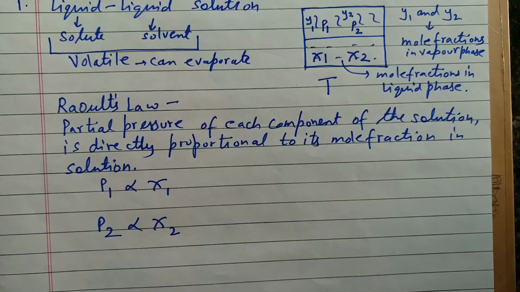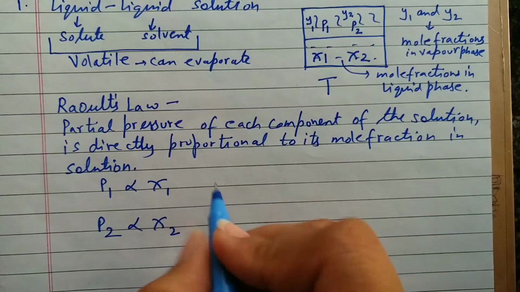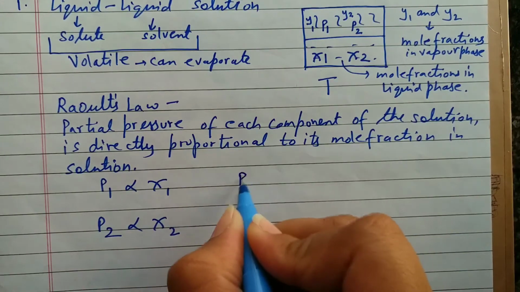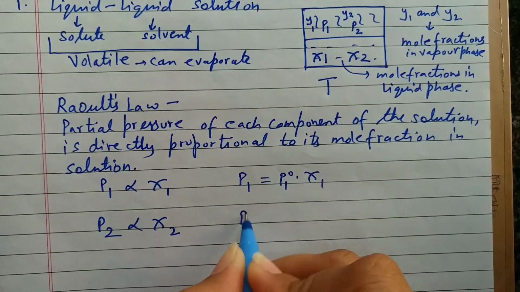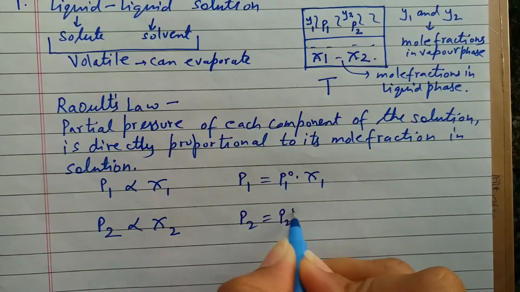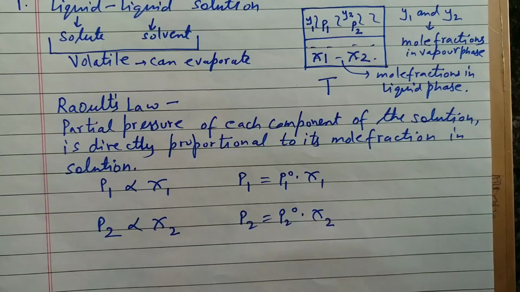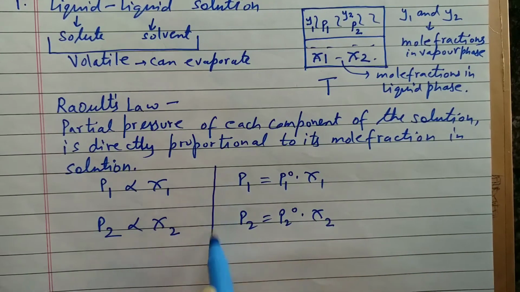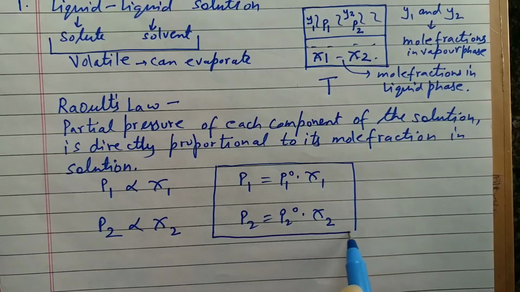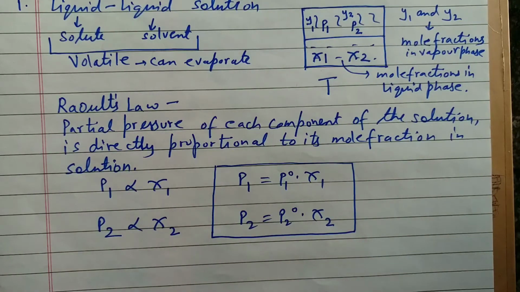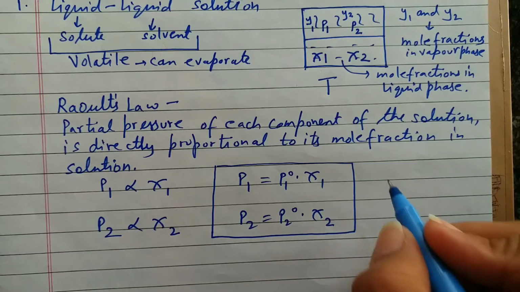Now when we replace these proportionalities and put constants, these equations change to P1 is equal to P1 naught into chi1 and P2 is equal to P2 naught into chi2. These are the mathematical or the quantitative relationships between the partial pressures and the mole fractions as per the Raoult's law. Now what are P1 naught and P2 naught here? Let me tell you that.